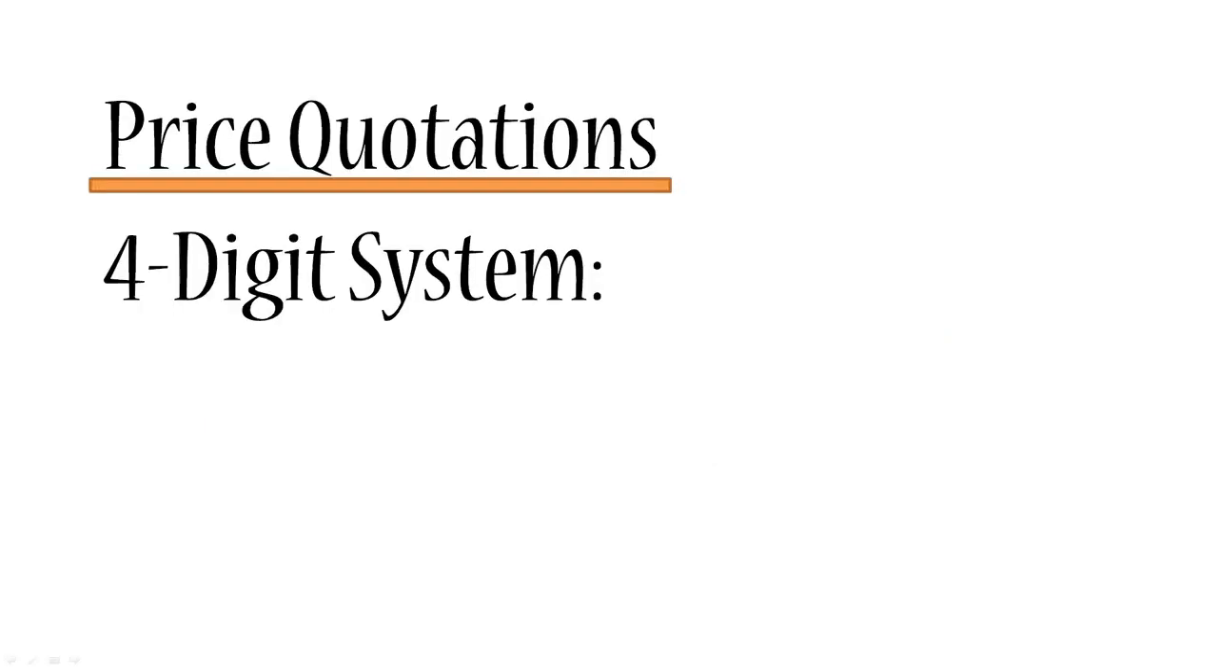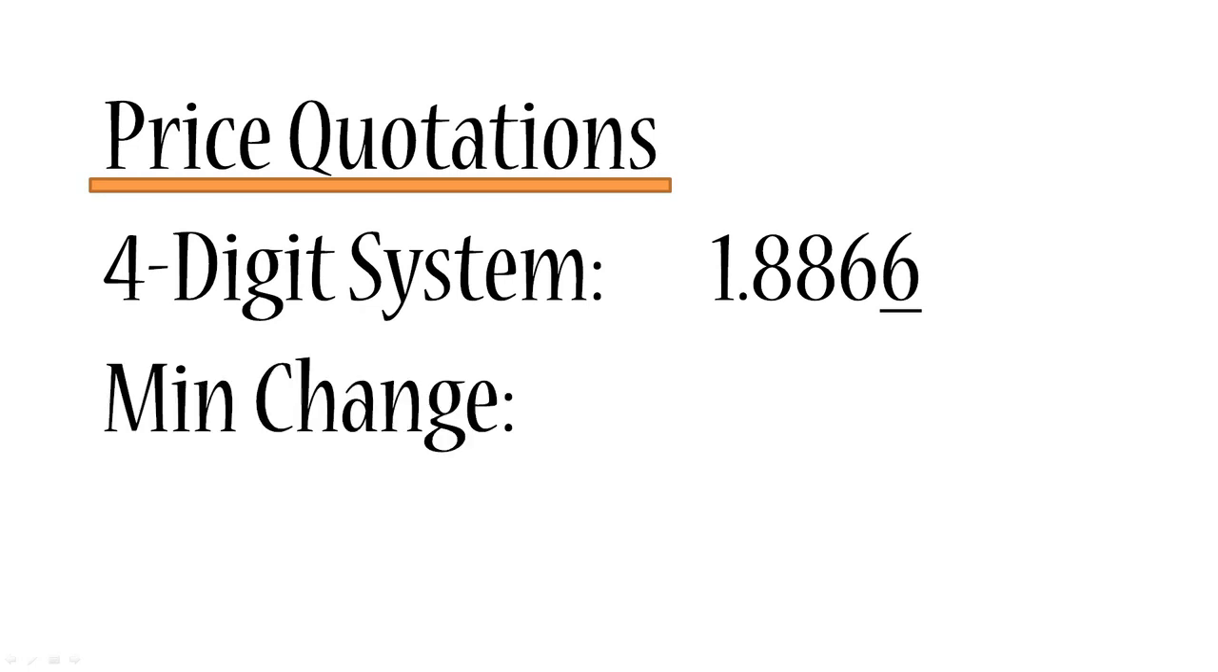So let's look at the 4-digit system to start with. Most currency pairs like euro dollar are quoted to the 4th decimal place except for Japanese based currency pairs, because the Japanese yen is quoted to 2 decimal places. We'll talk about that later in more detail. In the 4-digit system, the last digit is the minimum change. So the last digit is the 4th digit, and that means the minimum change that any currency pair can experience is 0.0001 units of the quoted currency.